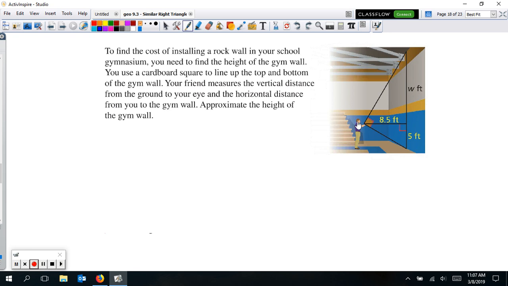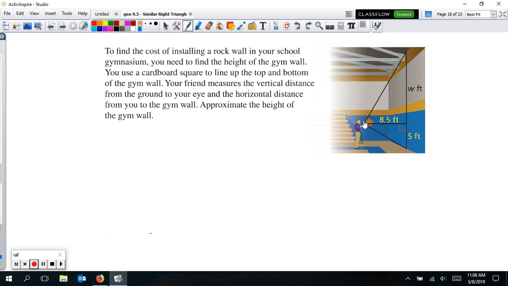Okay, so you're standing here with this cardboard square, and you're kind of doing it a bit diagonal here, so you're holding it this way, and you have your eye level, so it's basically right at eye level here. And so your friend is going to measure, probably with a tape measure, from the end of the square all the way to the wall. That was 8.5 feet. And then from the bottom of the wall up to where your eye level is, that's 5 feet. And so those are the two numbers you need to have on this one.